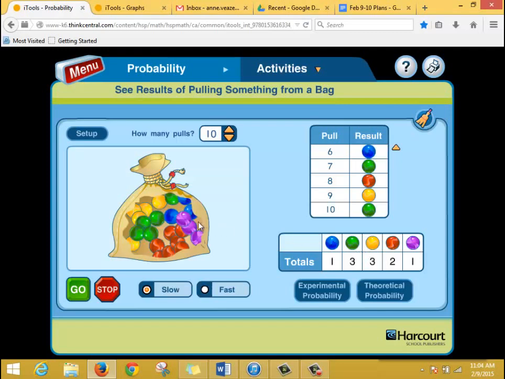But think about it, boys and girls. This bag only had, I don't know, a couple handfuls of marbles. Do you think we could make a better prediction if we had a bag full of 100 marbles? Yeah, we probably could. Our data might be more exact. Okay.